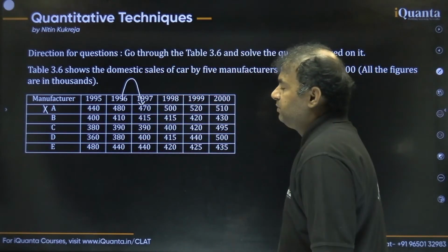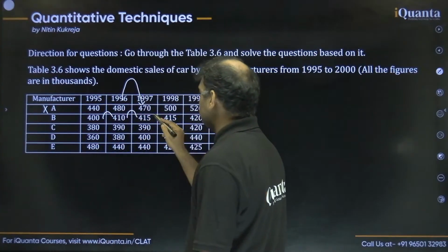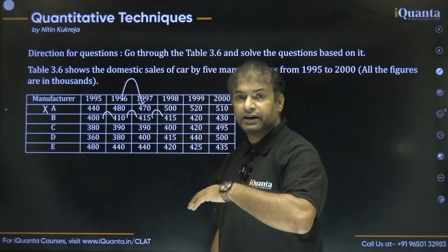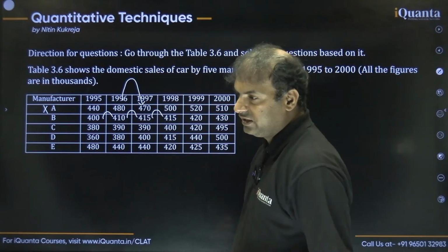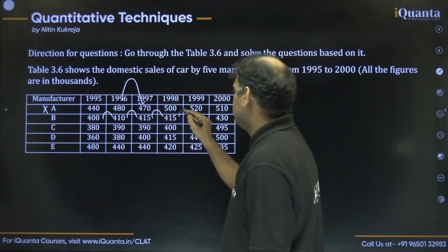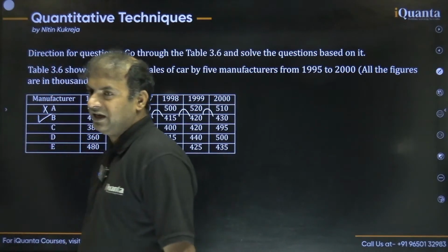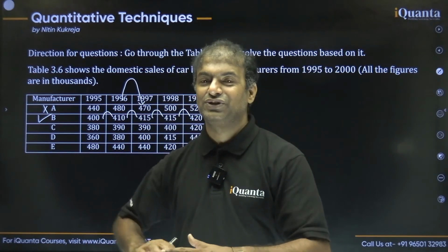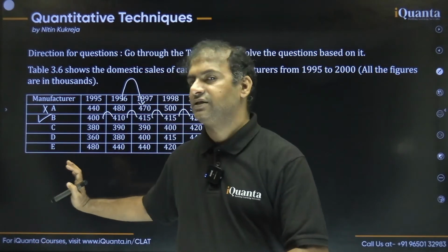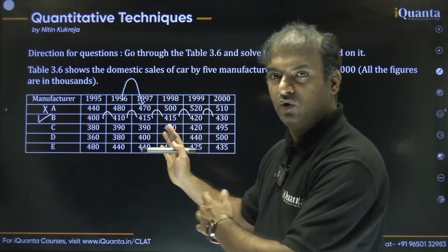Coming to manufacturer B now, 400 to 410 increasing, 410 to 415 increasing, 415 to 415 constant. Guys, constant is also fine, it should just not decrease. Okay, it should just not decrease, constant is also fine. Then increasing and then increasing again. So manufacturer B is, we can say, at least not decreasing, right? The question is about which manufacturer should not decrease. So we can say that manufacturer B has not decreased compared to the previous year in the whole period.